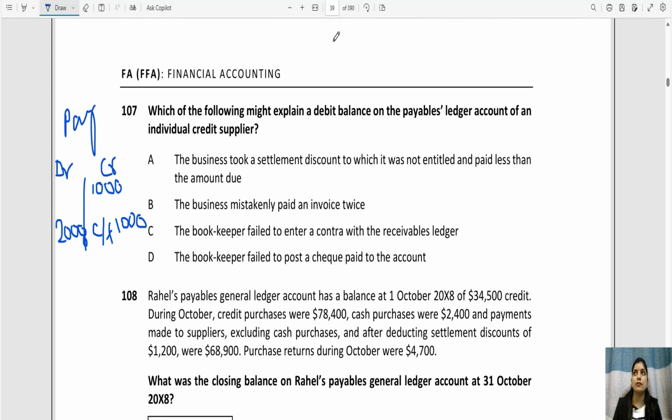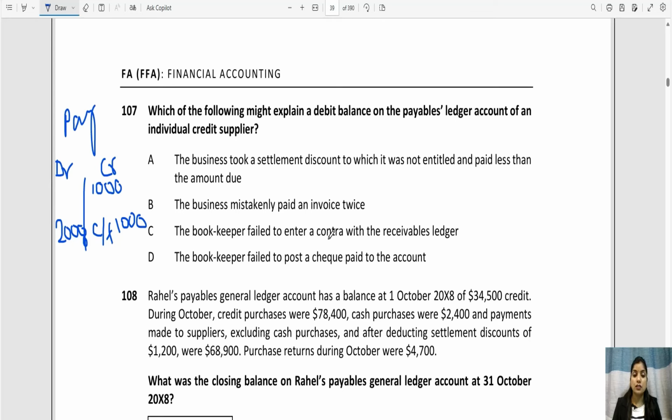I need to receive 1,000 from the same supplier because my supplier is a customer as well. So in that case, I will just set off. I will pass the entry and net off this amount. Right, so if the bookkeeper failed to enter a contra entry with the receivable ledger, it won't impact. It will not explain the debit balance of the payable ledger.